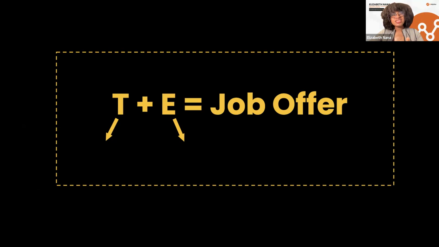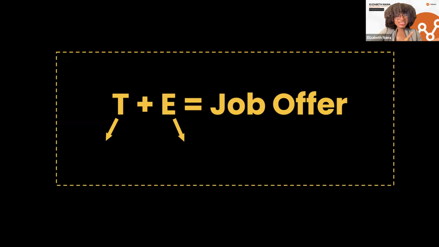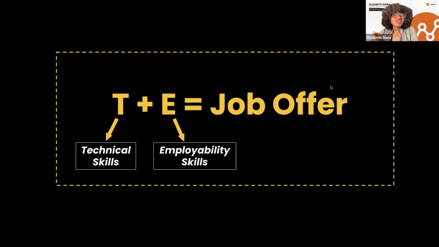What is that thing? Here at Analytics, we have a very simple formula. We call it the job offer formula. It's simple math. T plus E. Your T stands for technical skills, while your E stands for employability skills. Now, all the wonderful things I did, process mapping, Jira, Trello, Draw.io, those are technical skills. That's only 50% of what you need to land a job. That's not enough. All right. The other 50% is your employability skills.